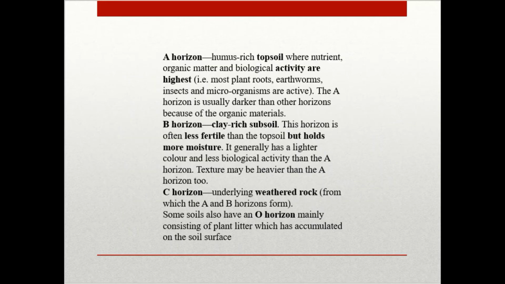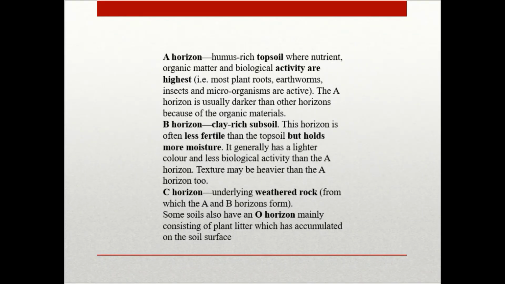A horizon. It is humus-rich topsoil where nutrients, organic matter and biological activities are highest. A horizon is usually darker in color compared to others because of the rich organic matter present in this horizon. B horizon is clay-rich subsoil. This horizon is much less fertile as compared to A horizon, but it holds better moisture. Texture may be heavier than A horizon too.